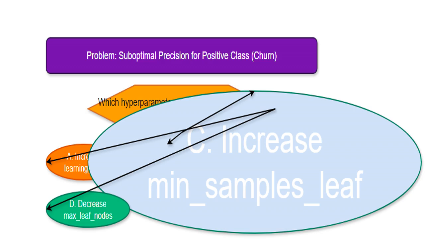I see, you're asking about increasing the min_samples_leaf hyperparameter. That's a great question. A higher min_samples_leaf value means you need more data points at each leaf node of your decision tree before it's considered a valid split. This makes your model simpler, less prone to overfitting, and more likely to focus on general trends rather than noise. A simpler model is less likely to incorrectly label a customer as churning, resulting in higher precision. Think of it like this: a more conservative model is less likely to make false positive predictions.